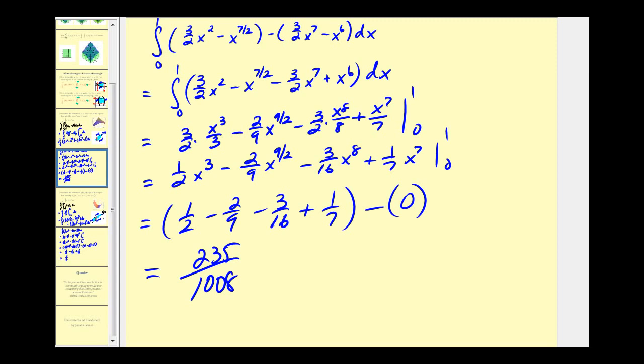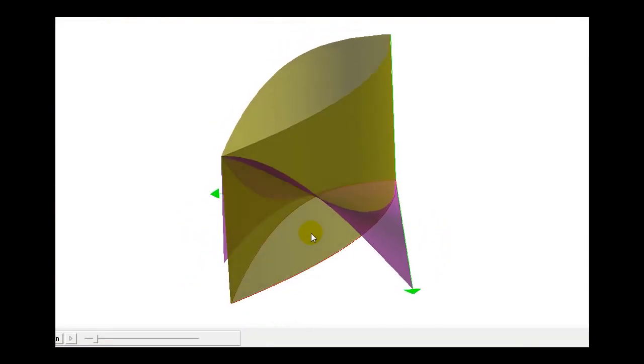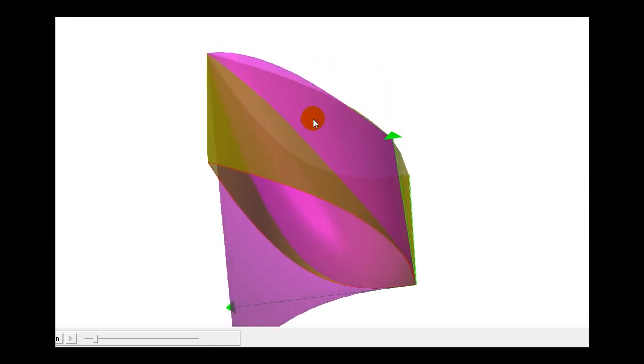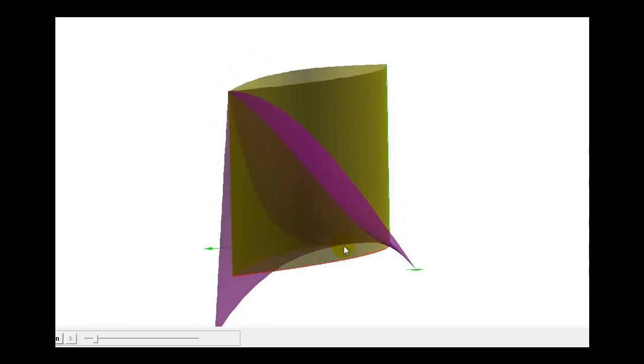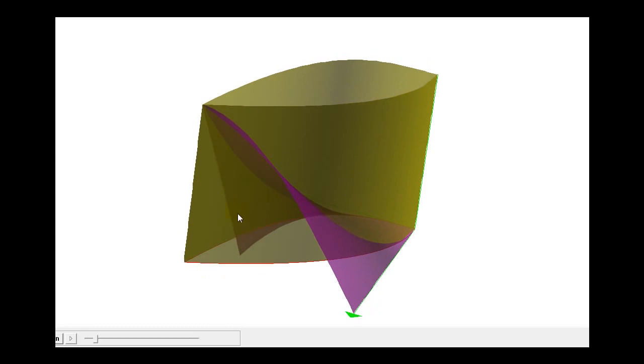Let's take a look at the graph of this. So outlined in red, we can see the region of integration. And then in purple, we have the surface. And so the volume that we found was the volume in this region here.